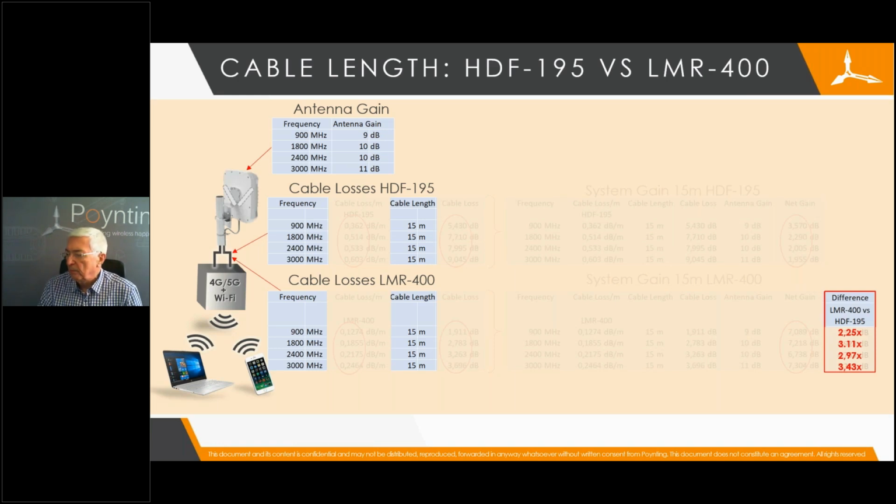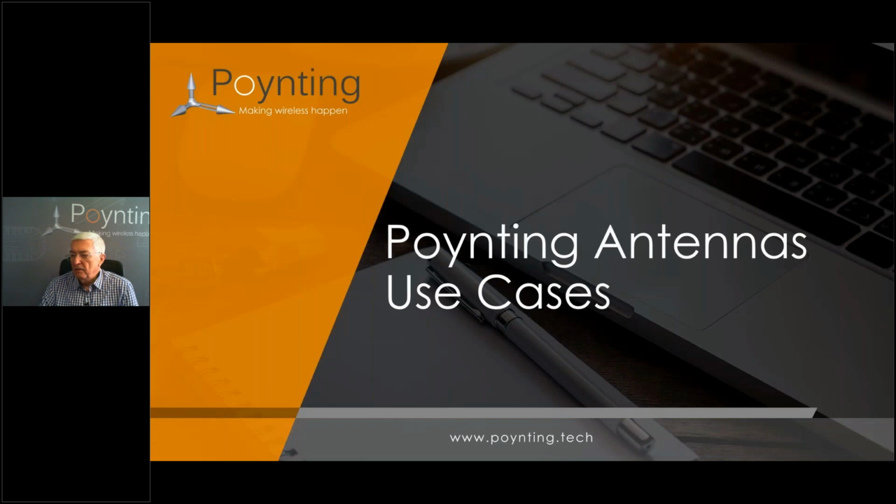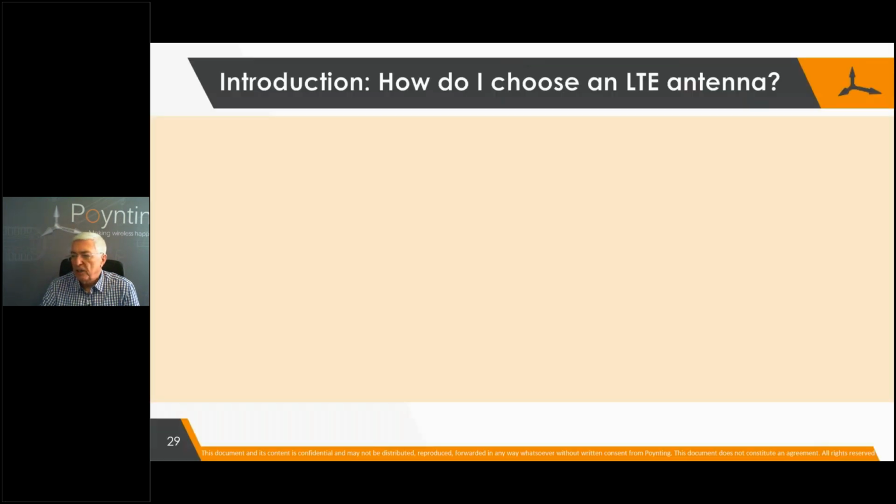The cheat sheet is available, but if you look on the right hand side there, the difference between the low loss LMR, and it's a slightly more difficult cable to work with, and hence the reason why we ship with HDF 195. But for the longer runs, in this case a 15-meter cable, you will get anywhere between a 2.25 to a 3.43 better performance using the lower loss cable if you had to go to a long antenna cable length. Okay, so I'm going to look at some use cases now.